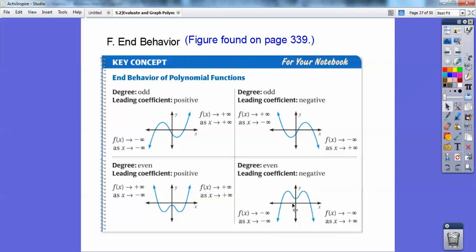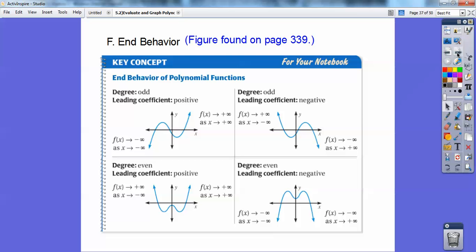As x goes to the left forever, to negative infinity, f of x is going down to negative infinity. So as x goes to negative infinity, f of x goes to negative infinity. As I go to the right, as x goes to positive infinity, f of x is going to negative infinity. Okay, x goes to negative infinity, y goes to positive infinity. X goes to positive infinity, y goes to positive infinity.